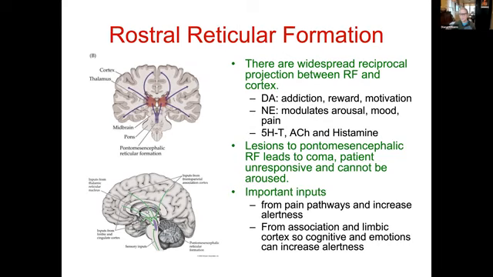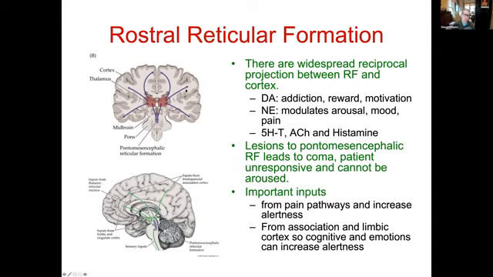For example, if you're riding up a roller coaster and you get to the top and you start to fall and you have that sensation, you're going to be more alert and more aware during that period, okay? And that's what's mentioned here secondly, is that you can have associations to the limbic, cognitive, and emotion areas of the brain that help increase your alertness as well.